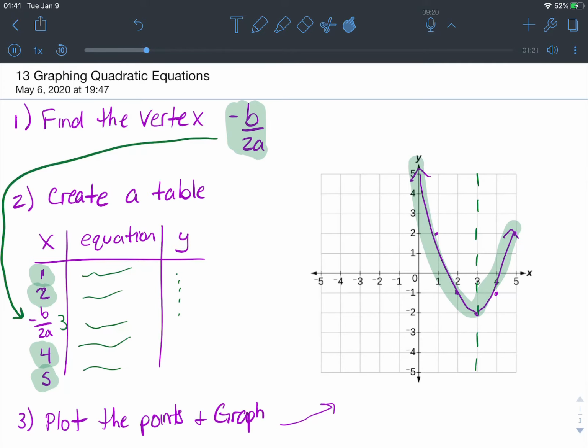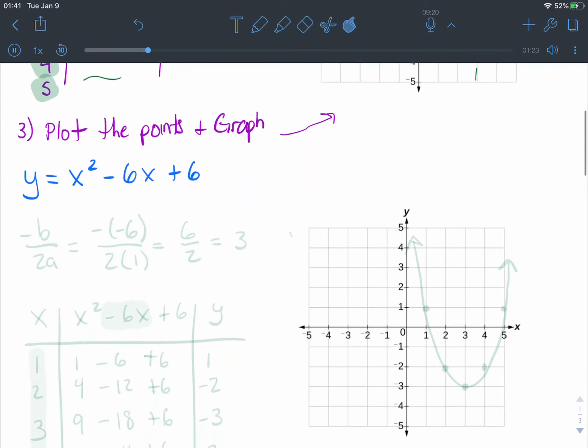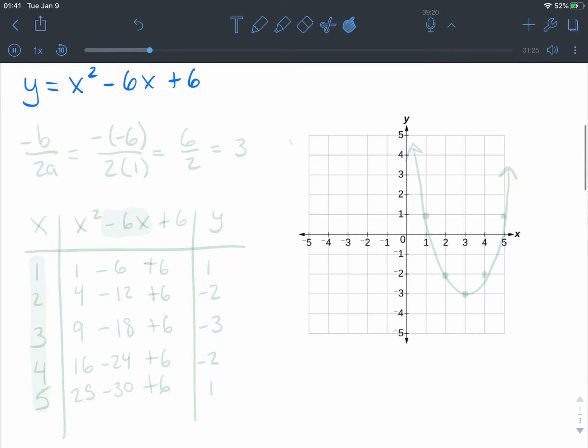The first one we have is y equals x squared minus 6x plus 6. So the first thing we want to do is find the vertex, which is negative b over 2a. So we have negative, and b is negative 6. So it's minus a negative 6 divided by 2 times a, and a is 1. So we get a positive 6 over 2, which is equal to 3.